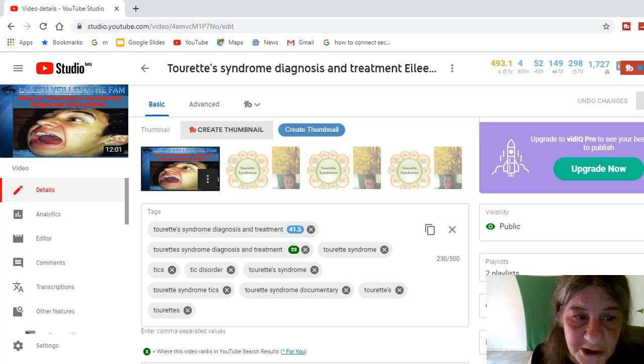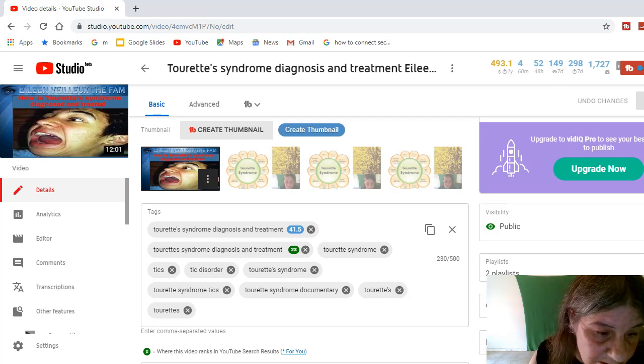Remember though that YouTube will not let you use a big one like this here, or this one. So you pick what word, like Tourette's, okay? You go with your top two and pick the names from there. That's the best way to do it. And where you're going to put them when you do that, hold on a moment, and I'm going to show you where to add them.